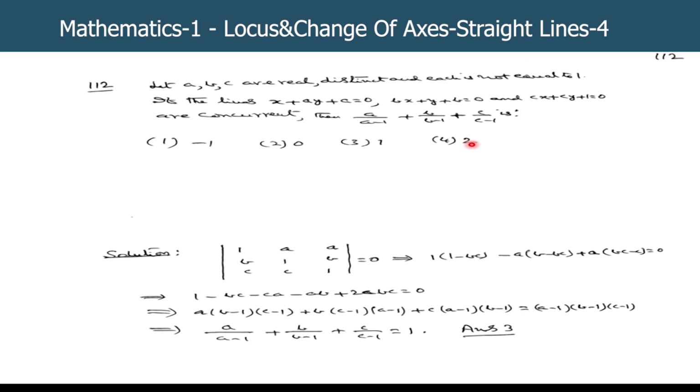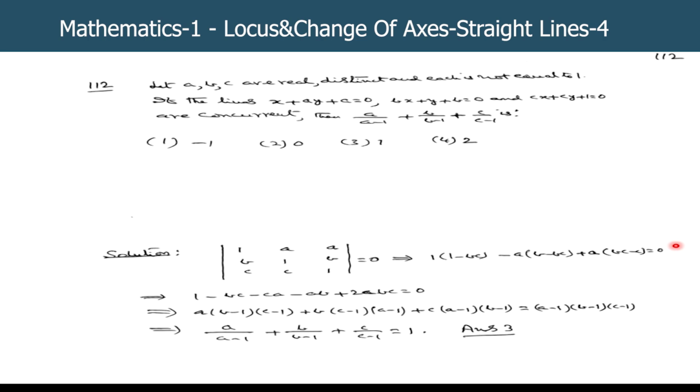And here you apply the condition for concurrence of lines. That means, namely, the determinant of rows (1, a, a), (b, 1, b), (c, c, 1) equal to 0. That implies 1 into 1 minus bc, minus a into b minus bc, plus a into bc minus c equal to 0, which gives that 1 minus bc minus ca minus ab plus 2abc is equal to 0.